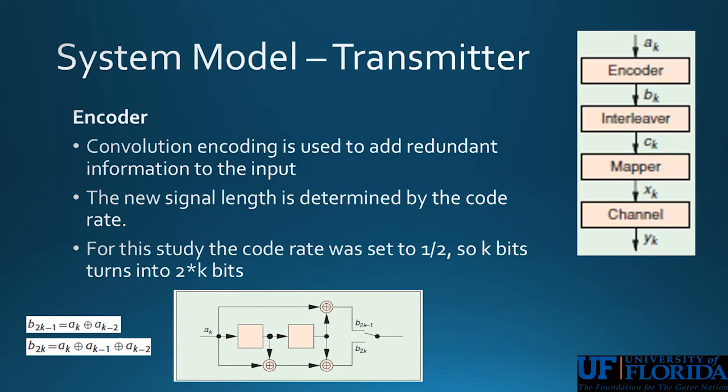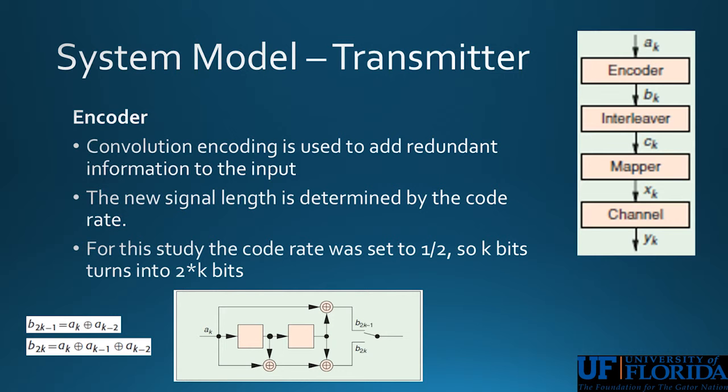Now we move to the system description. Let's start with the transmitter. Block A of the transmitter is the encoder. Convolution encoding is used to add redundant information to the input. The new signal length is determined by the code rate. For this study, the code rate was set to 1/2, so k bits turns into 2k bits.